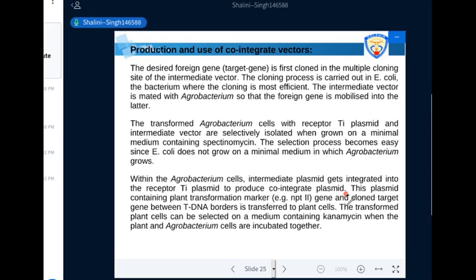This plasmid containing the plant transformation marker, for example the neomycin phosphotransferase 2 gene (NPT2 gene), and the cloned target gene between tDNA borders is transferred into plant cells. Transformed plant cells can be selected on a medium containing kanamycin when the plant and Agrobacterium cells are incubated together.